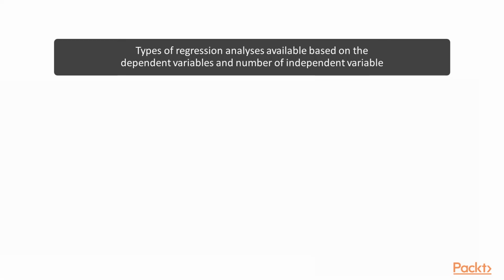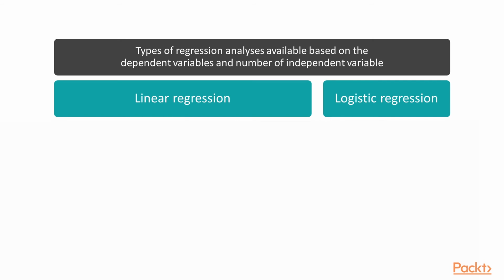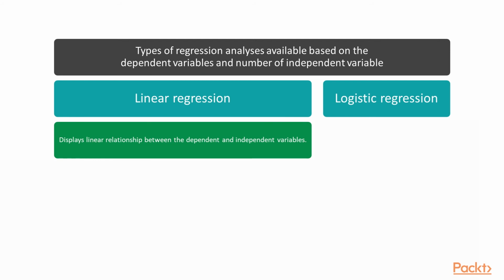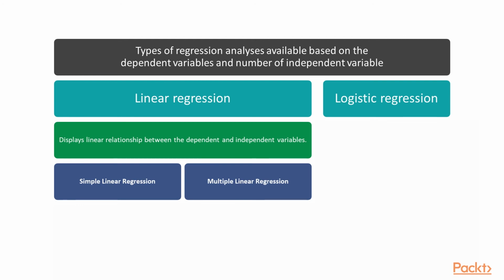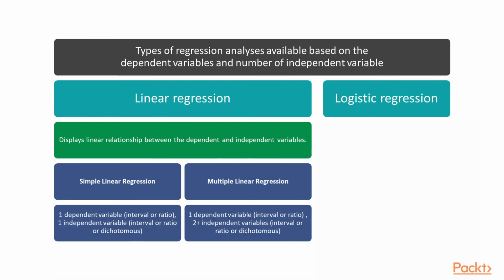There are several types of regression analysis available based on the dependent variables and the number of independent variables. Broadly, they are classified as linear regression and logistic regression. Linear regression displays linear relationship between the dependent and independent variables. Further, linear regression is classified as simple linear regression and multiple linear regression. Simple linear regression is the one in which we have one dependent variable, which could be any variable, and one independent variable, which can be any interval or ratio or dichotomous variables.